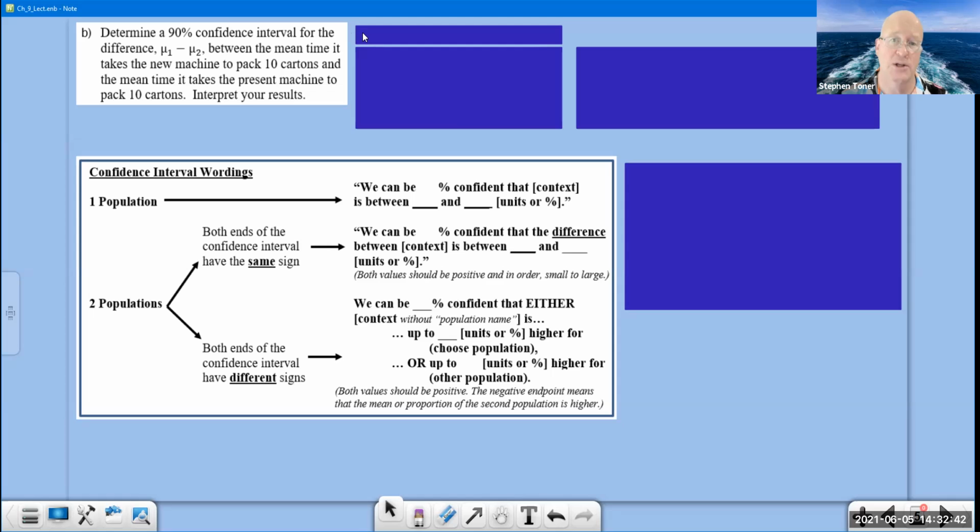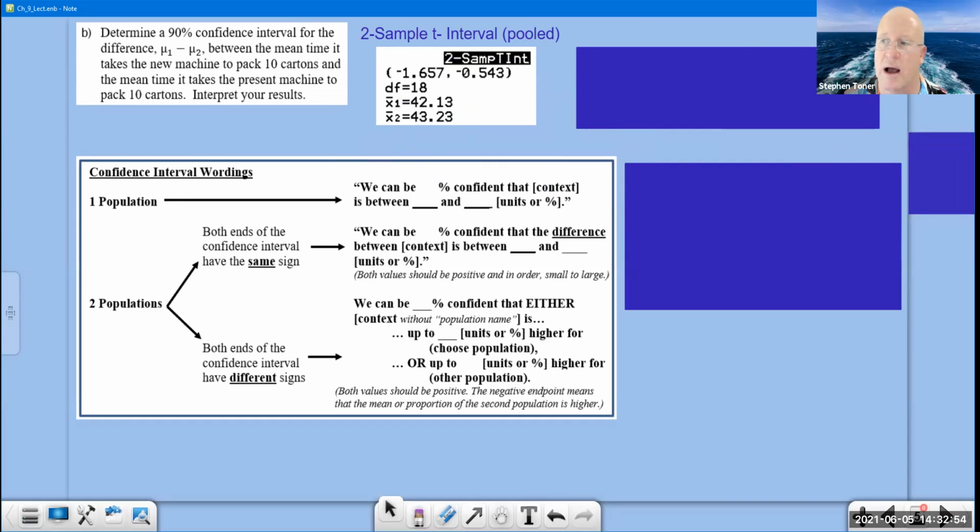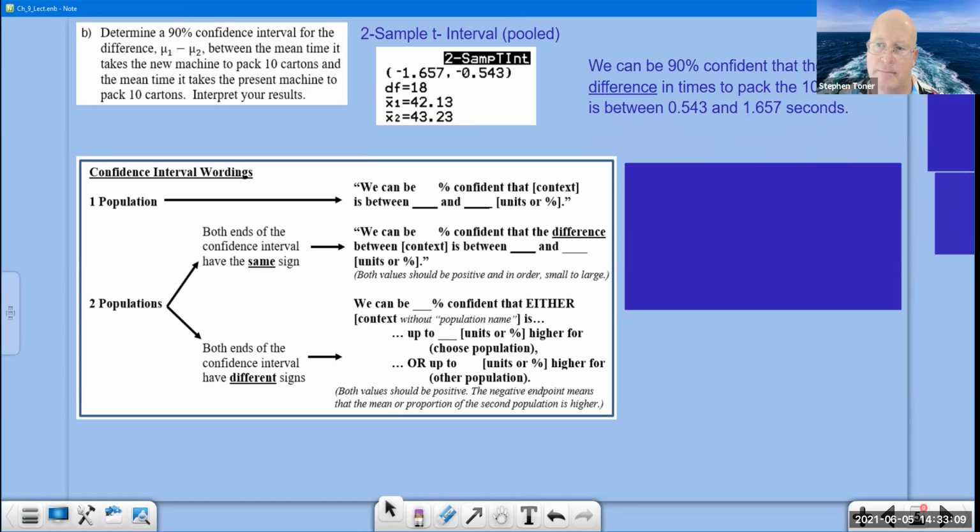Well, we did a 2-sample t test that was pooled earlier. So this is going to be a 2-sample t interval. Okay, that's pretty straightforward. So let's see what we're going to do. I plugged those into my calculator and out came those values that you see right there on the screen. So hopefully you can pause this video and double check that on your own. And let me see what I've said here.